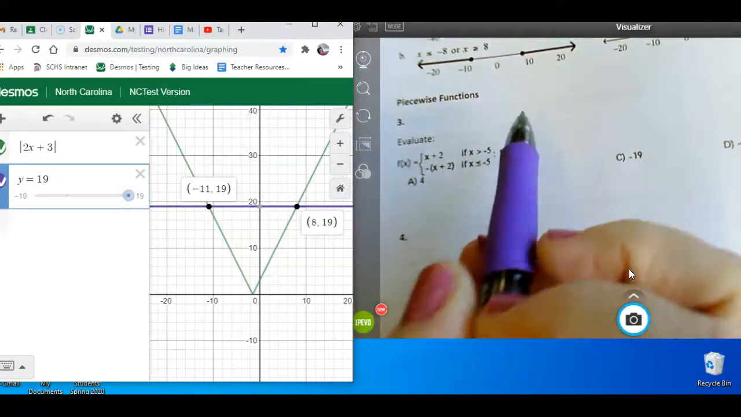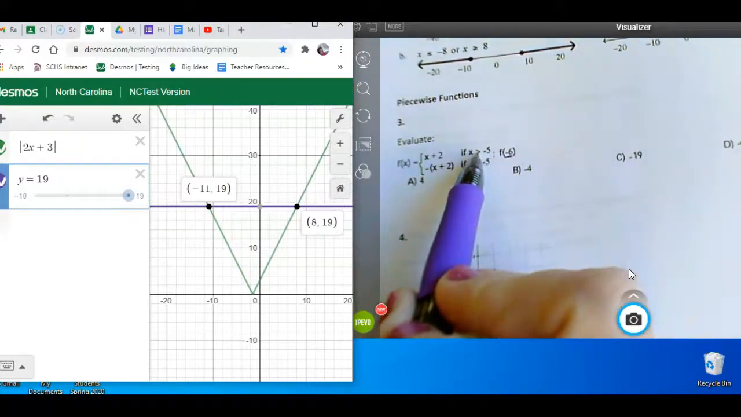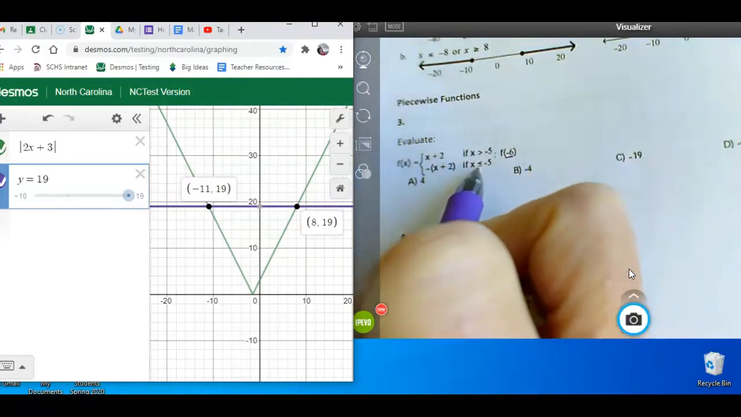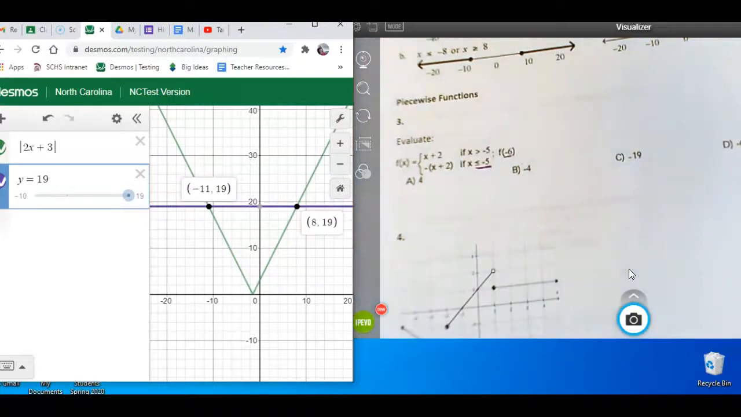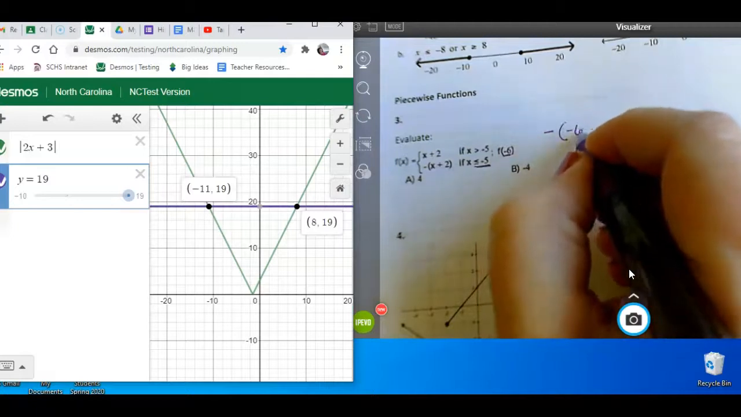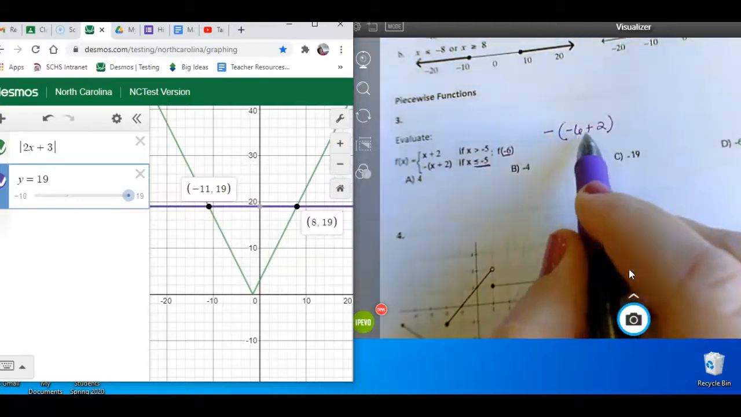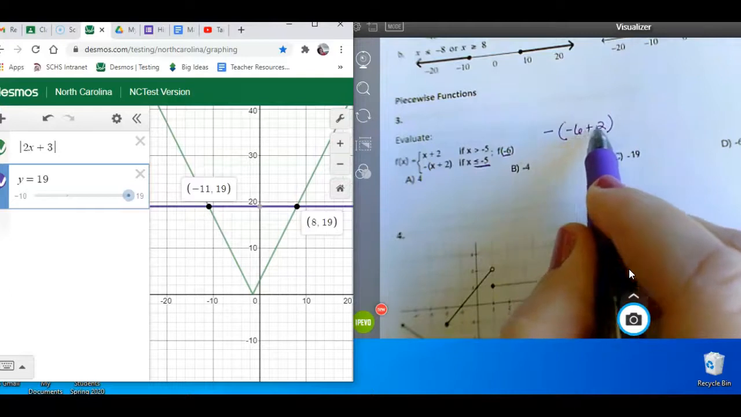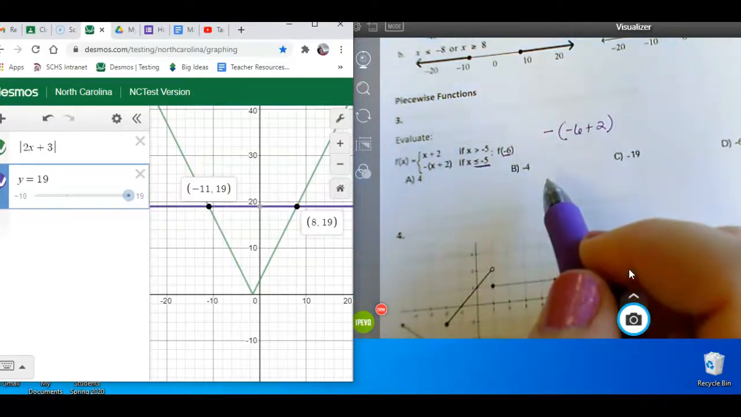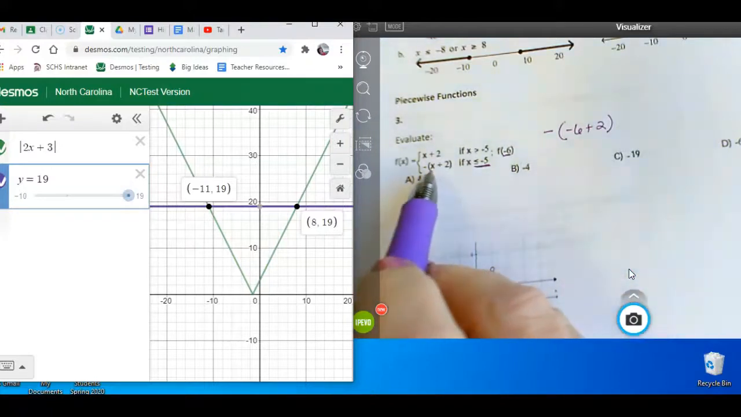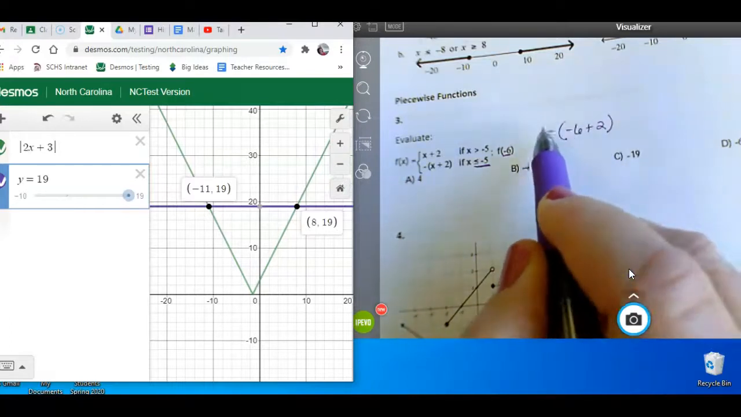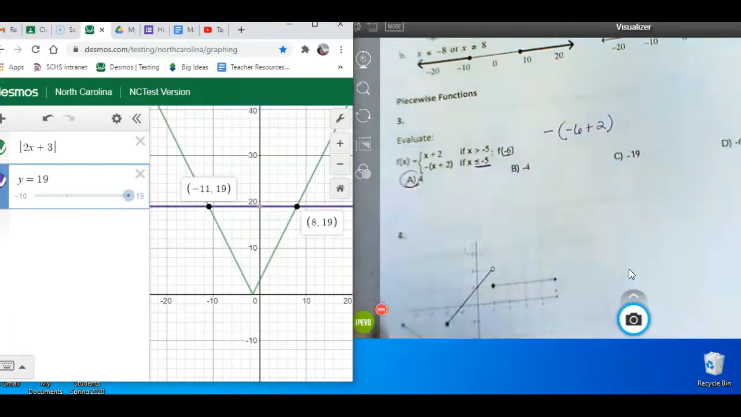Number 3. It says to evaluate. So I need to figure out where negative 6 falls. Negative 6, is it greater than negative 5 or less than negative 5? Negative 6 is actually less than negative 5, so negative 6 is going to go in that one right there. I would have negative 6 plus 2. This is negative 4, and that negative cancels out that negative. And let's make sure I did that right again. Negative 6 plus 2 is negative 4, and then negative 4 would give me positive 4.